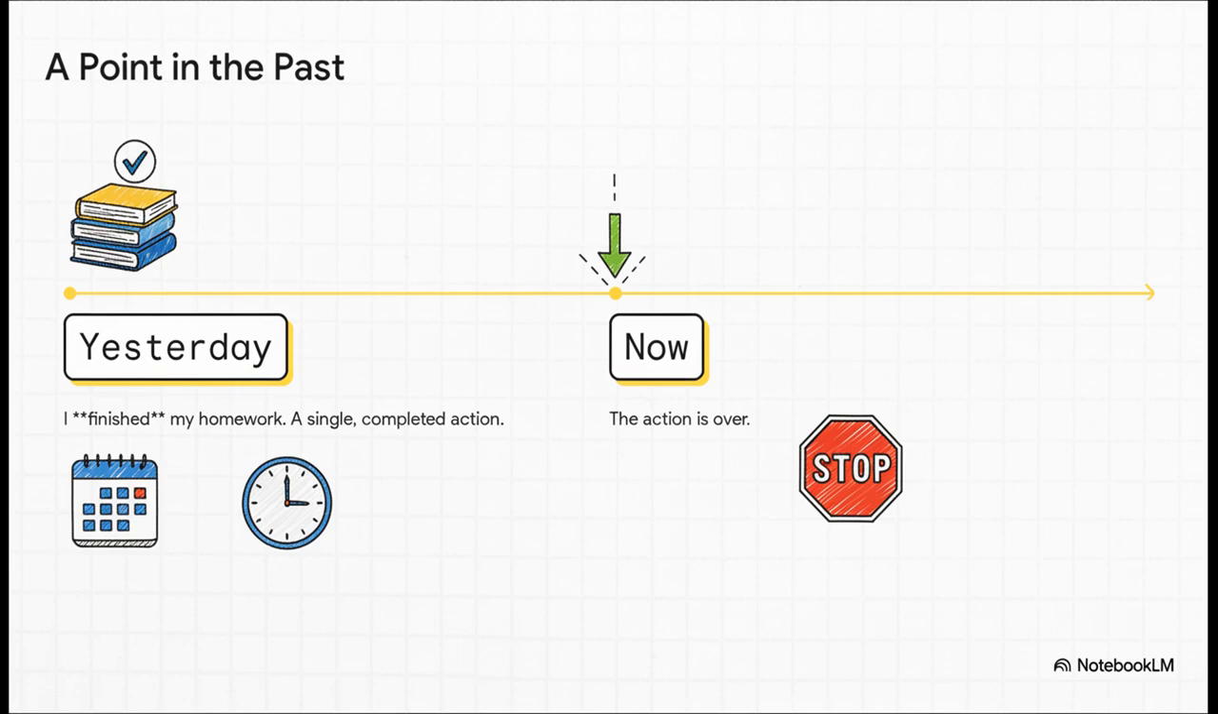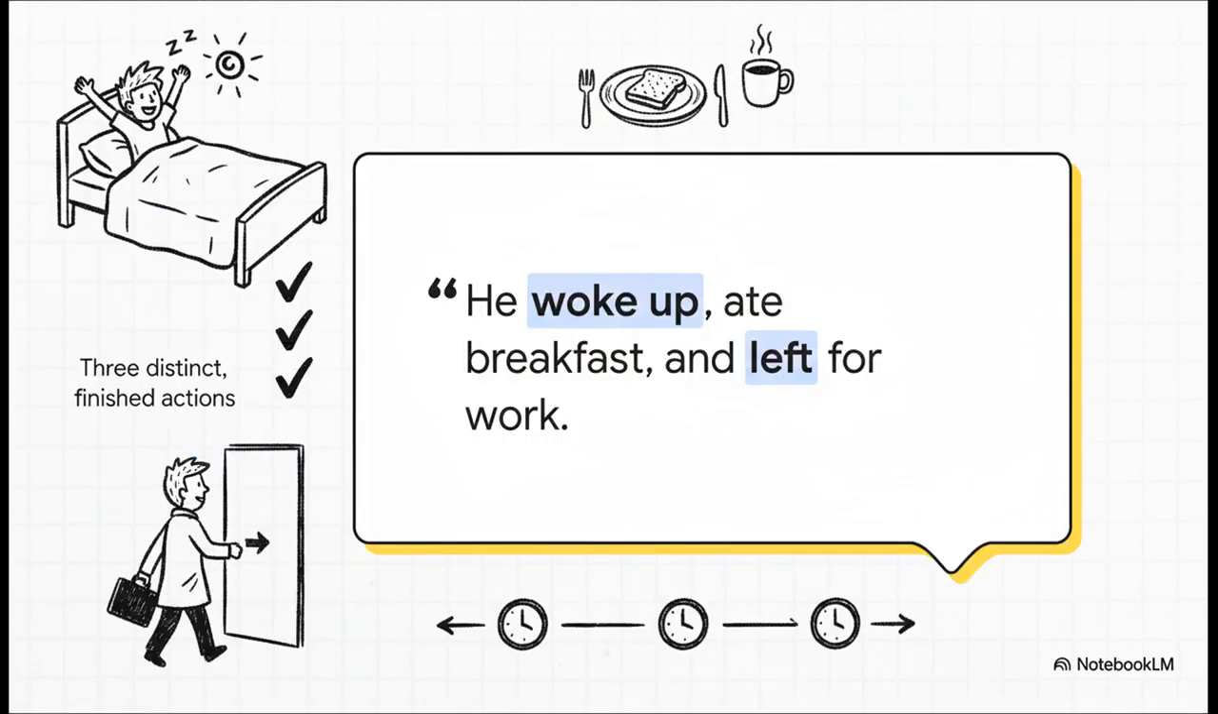You finished your homework yesterday. It's a clean, completed event in the past. And here's that second use in action. It's just a sequence of snapshots. Boom, boom, boom. He woke up, then he ate breakfast, then he left. Three separate, finished actions all in a row.